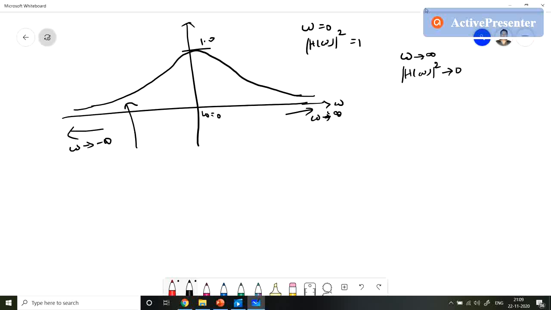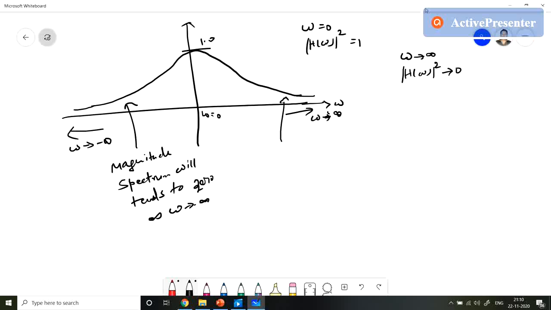So the magnitude spectrum will tend to 0 as omega tends to minus infinity. Also here, the magnitude spectrum tends to 0 when omega tends to plus infinity.